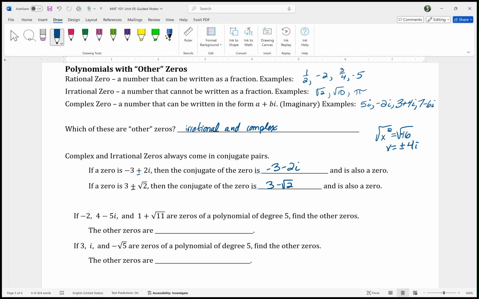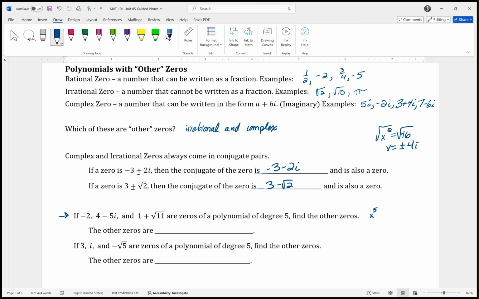So let's look at these two examples here. If -2, 4 minus 5i, and 1 plus square root of 11 are zeros of a polynomial of degree 5, find the other zeros. Okay, degree 5 in this case is saying that the highest exponent for your variable would be x to the 5th. So you've got a polynomial x to the 5th, and if you go back and look at some of my other videos, you'll see, and we've talked about, oftentimes that highest exponent tells you how many answers you have. And that is actually the case in this. You can have up to 5 answers, but we're actually going to have 5 answers here.